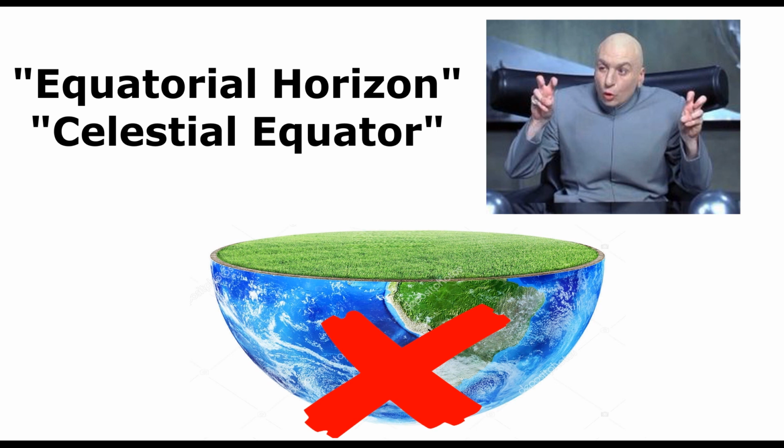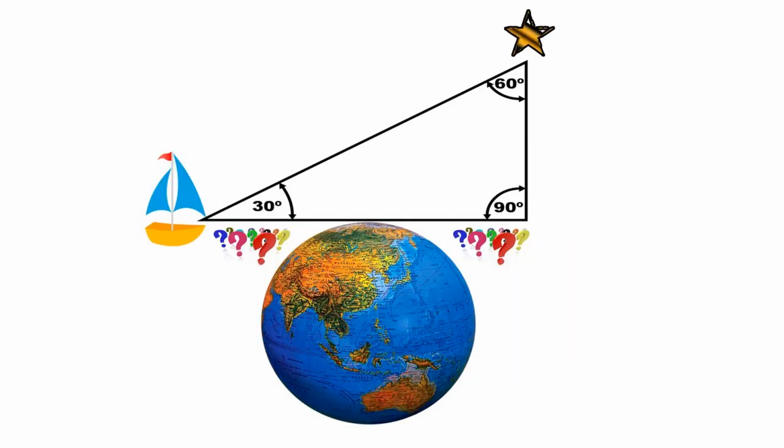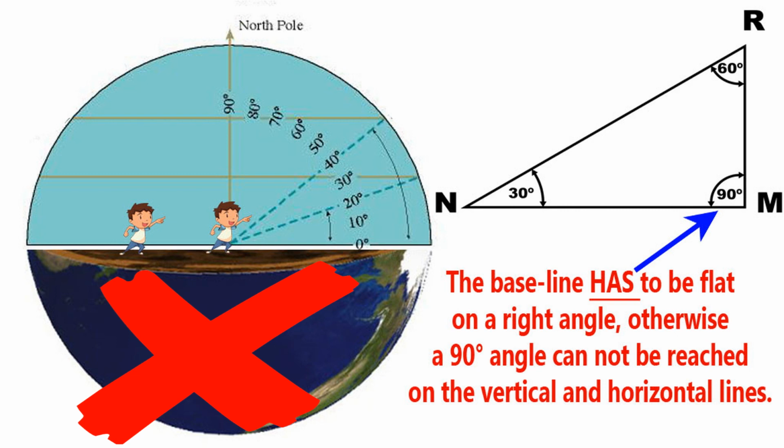Let's now go back to our flat Earth, equatorial horizon. Our measurements are made using a right triangle with a 90 degrees. The baseline is always flat because Earth is flat. You cannot have a 90-degree angle with a flat baseline on a ball Earth. Nowhere have I found any calculation using ball Earth math. Real calculations. The baseline has to be flat, otherwise a 90-degree angle cannot be reached on the vertical and the horizontal lines. Let's listen to the so-called experts say, NASA, stating the very same thing.